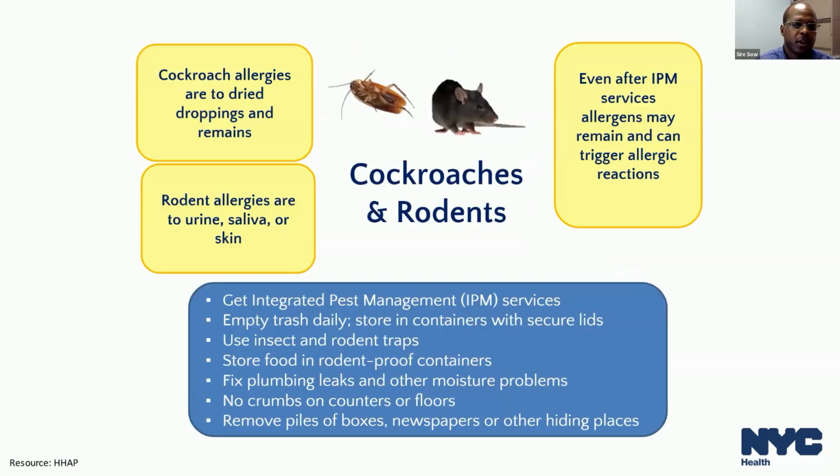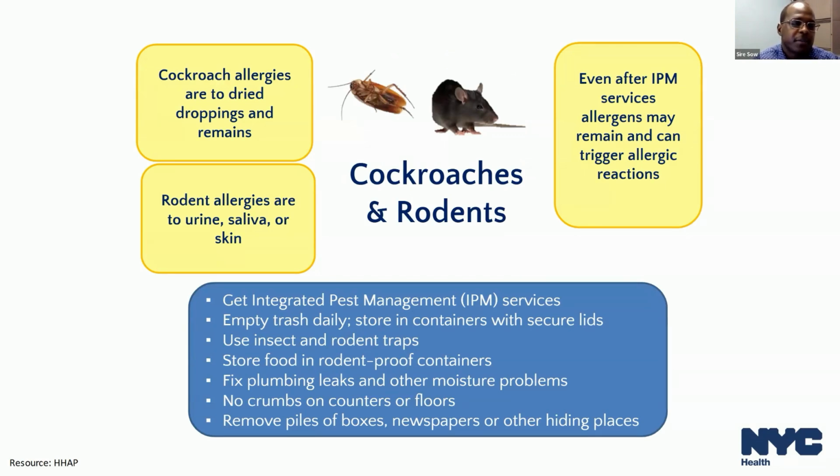What you see here is focusing on cockroaches and rodents or mice. And we're going to go into what it is that triggers asthma within these little bugs. So for cockroaches, it's dry droppings. Cockroaches leave dry droppings everywhere. Even if we may not see it, they're there. And those, in someone who has asthma, can trigger an asthma attack.